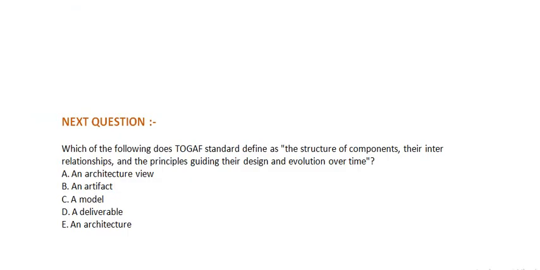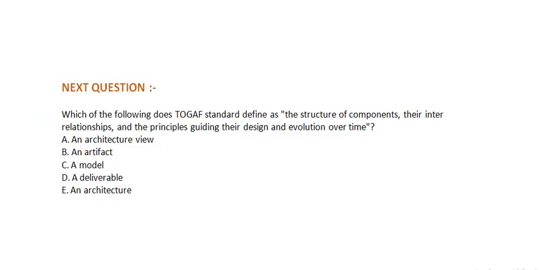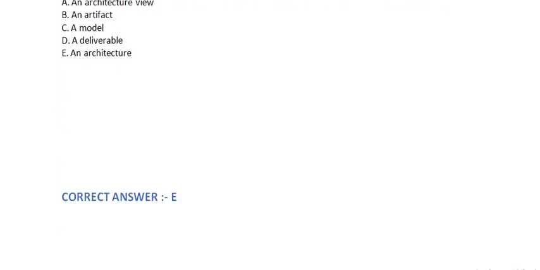Next question is, which of the following does TOGAF standard define as the structure of components, their interrelationships, and the principles guiding their design and evolution over time? Option A, an architecture view. Option B, an artifact. Option C, a model. Option D, a deliverable. And option E, an architecture. The correct answer is option E.